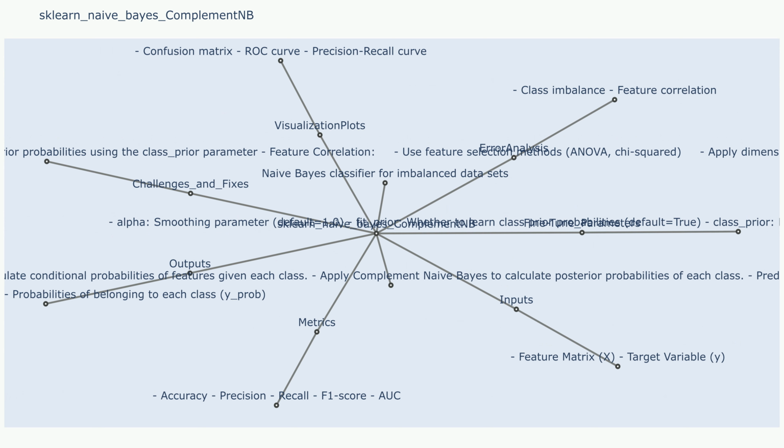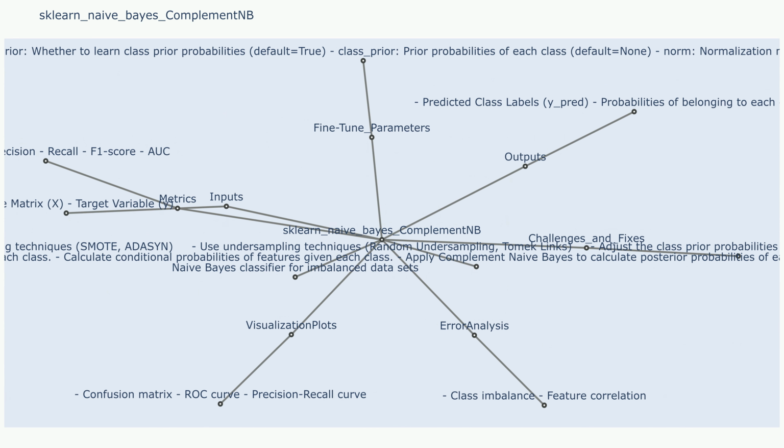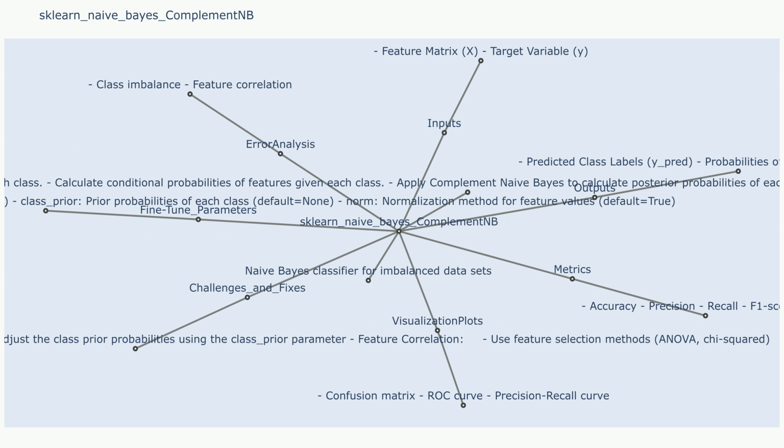Outputs. Self. The fitted complement NB object. Predict_proba(X). This method returns the predicted class probabilities for each data point in X. The output is a 2D array of shape n_samples, n_classes, where each row represents a data point and each column represents the probability of belonging to that class.